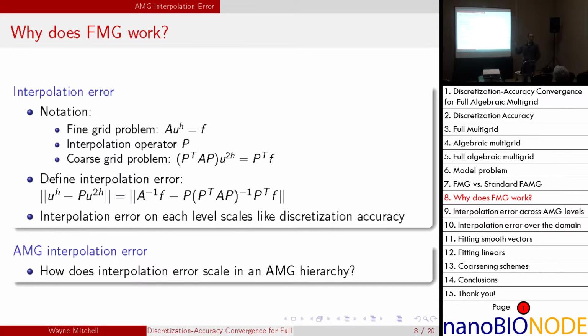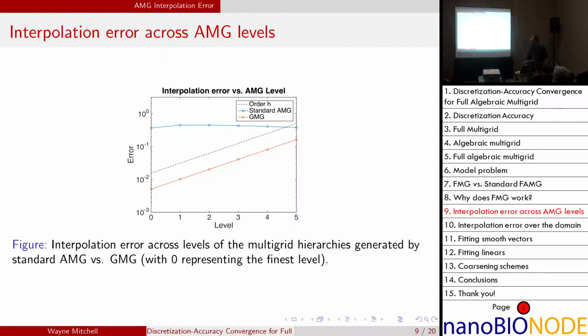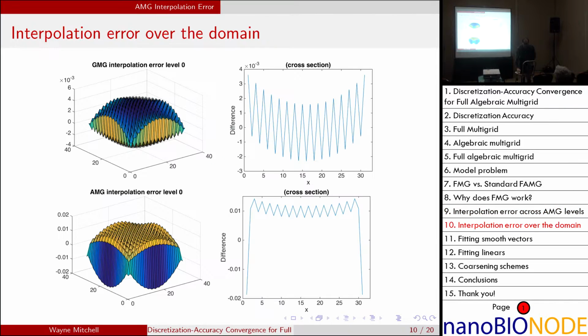So how does AMG interpolation error look? And the answer is it looks bad. What you see here is, for our particular problem, we expect an order H scaling of this interpolation error. If you look at a geometrically generated multigrid hierarchy, it's scaling exactly like order H, like you want. But for AMG, it's looking pretty much constant, which is bad news. We're never going to get this nice FMG type convergence out of an algebraic hierarchy if interpolation error is flat like that.